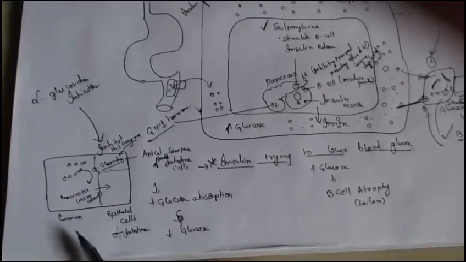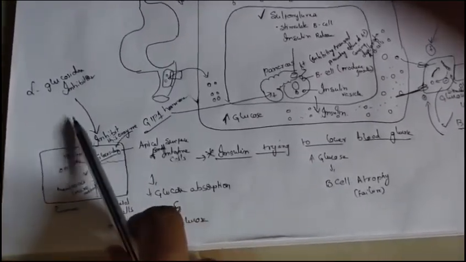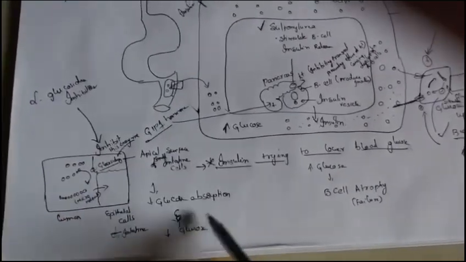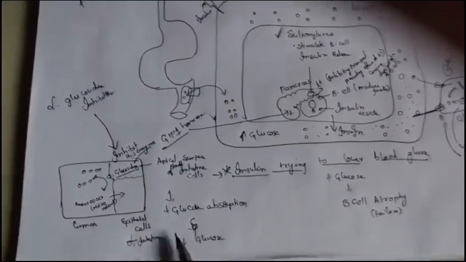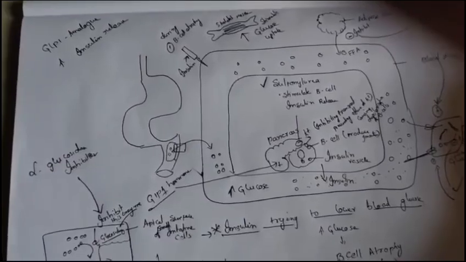So now what is happening for the patient because of these alpha glucosidase inhibitors? They decrease the glucose absorption, and thus glucose levels are decreased in the bloodstream. That is the alpha glucosidase inhibitors.